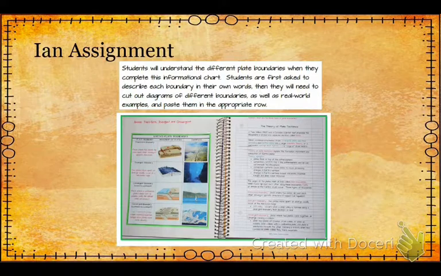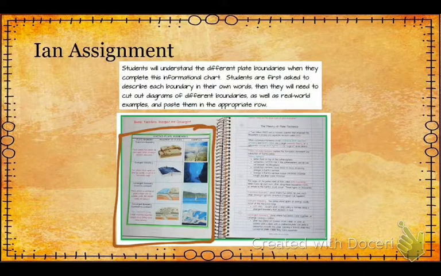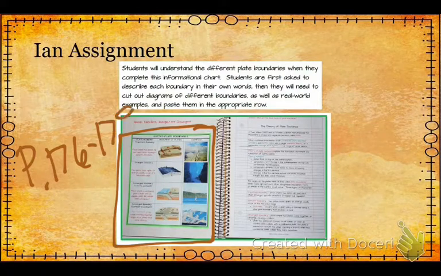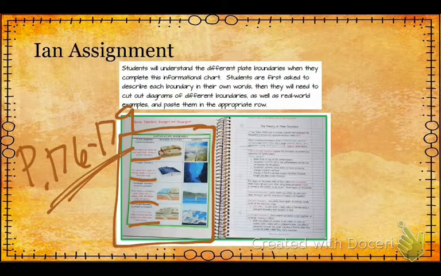So, for your ENO assignment today, you are going to understand the different plate boundaries when you complete this informational chart, okay? So you have a blank chart that looks very similar to this, okay? And you have a half sheet of pictures that you can use to cut out and place accordingly. So what you're going to do is describe each boundary in your own words. If you need to, you may use textbook pages 176 through 179 to help you write these descriptions right here, okay? I would like thorough descriptions from you.